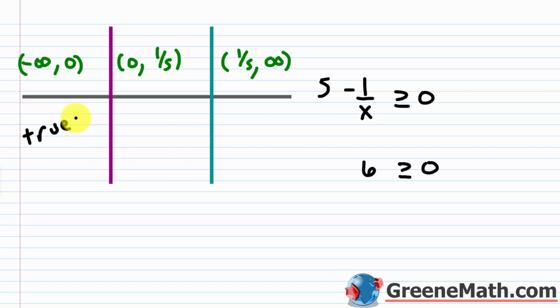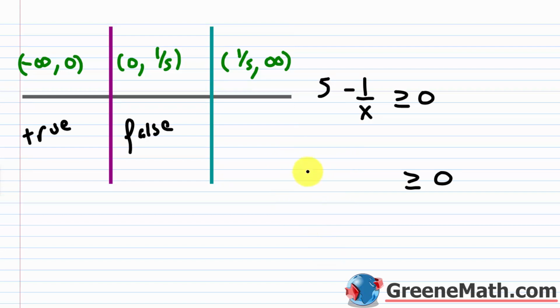Between 0 and 1/5, we need to find something that we can plug in there. Let's just go ahead and use 1/10. So if I plugged in a 1/10 there, I'd have 5 minus 1 over 1/10. Is that greater than or equal to 0? 1 divided by 1/10 is the same thing as 1 times 10. So this would be 5 minus 10. You know that would be -5. -5 is not greater than 0. It's not equal to 0. So this would be false. Okay, nothing would work in that interval. In the last interval, I could just choose, let's say, positive 1.